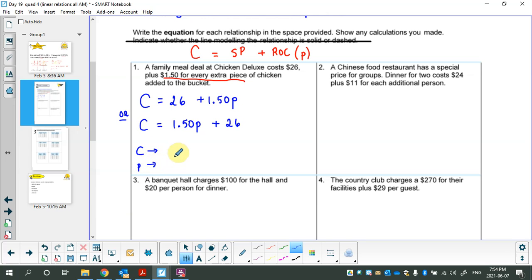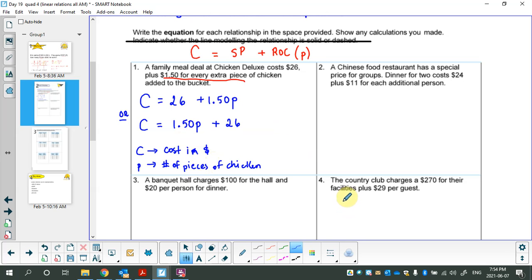So P is number of pieces of chicken, and C was the cost, and the cost was in dollars. So now I'm going to go over to here.